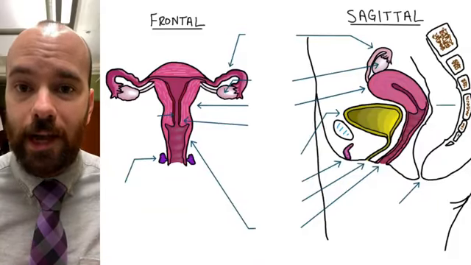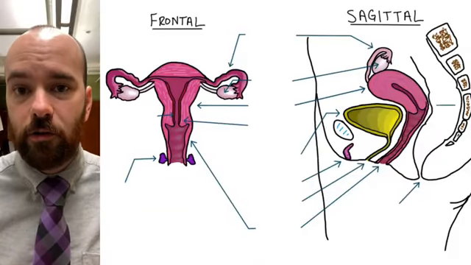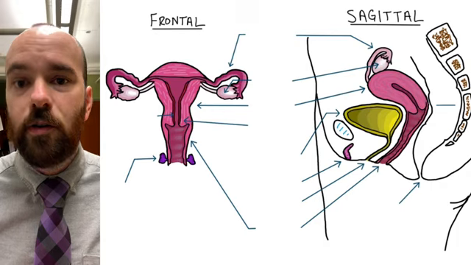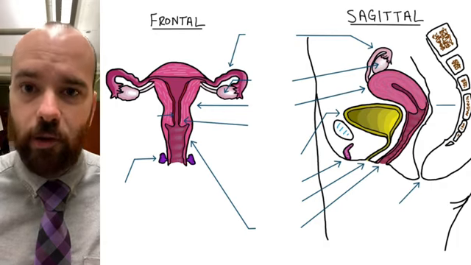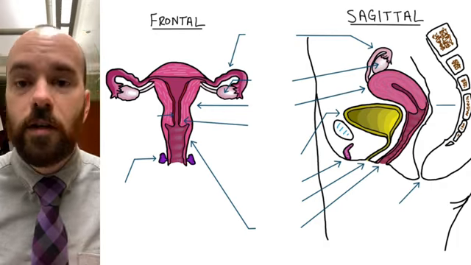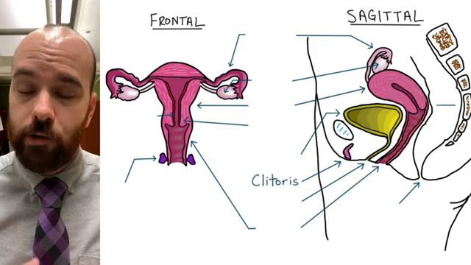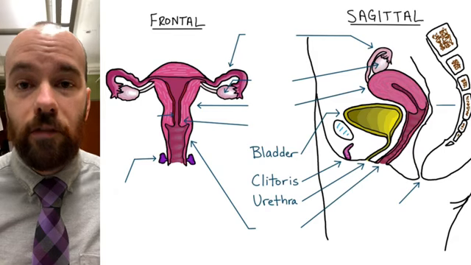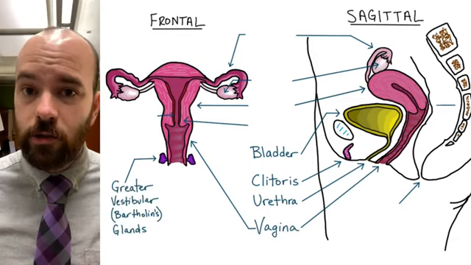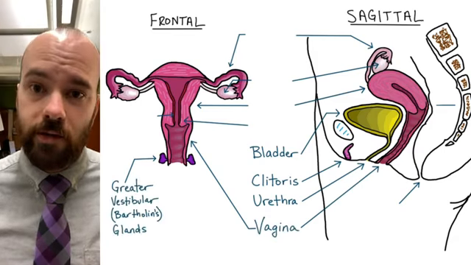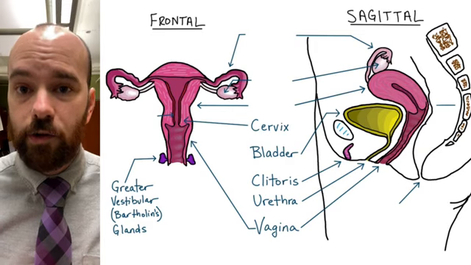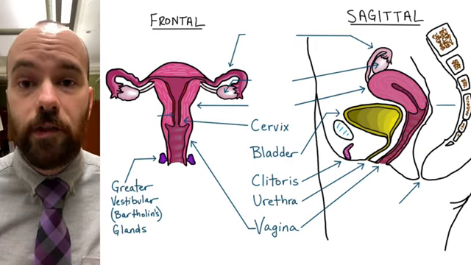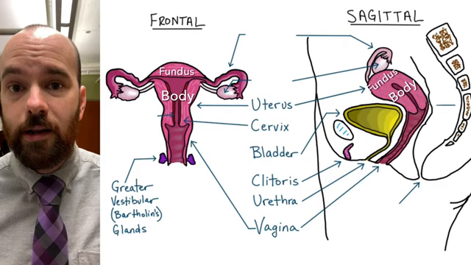All right, let's do a quick recap. Take a look at this sagittal and frontal cross-section. Pause the video and see if you can identify all of the structures as well as what they do. Starting with the anterior side, we have the clitoris, which is erectile tissue. We have the urethra, which connects up to the bladder. We have the vagina or the vaginal canal, the Bartholin's glands or the greater vestibular glands. Here's the cervix, which is the part of the uterus that's closest to the vagina. Here we have the uterus, which includes the fundus, the body, and the cervix.